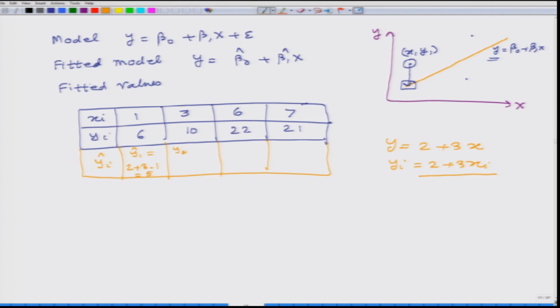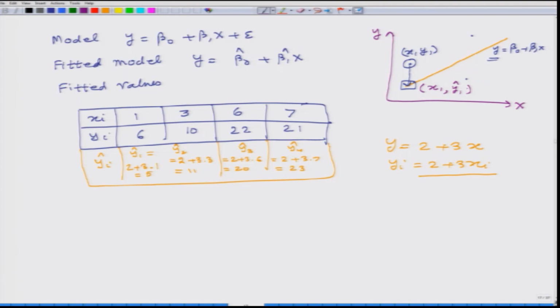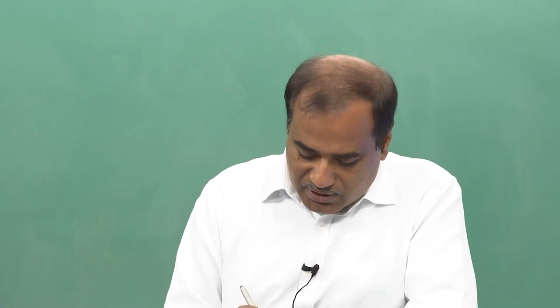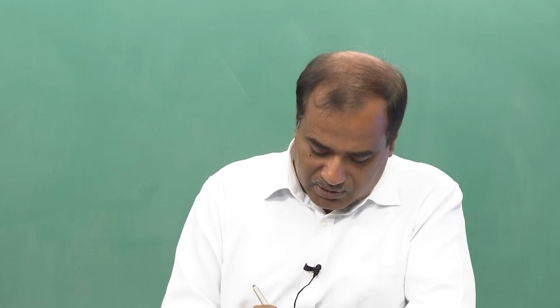Similarly, if I obtain y2 hat, this is going to be 2 plus 3 times 3. So, this is going to be 11. Similarly, y3 hat is 2 plus 3 into 6, which is 20. And similarly, y4 hat is 2 plus 3 into 7, which is going to be 23. After this I can write this point as x1 and y1 hat. So, these are nothing but my fitted values.